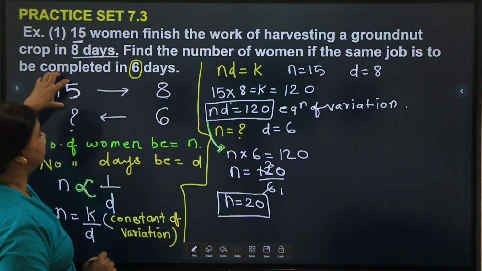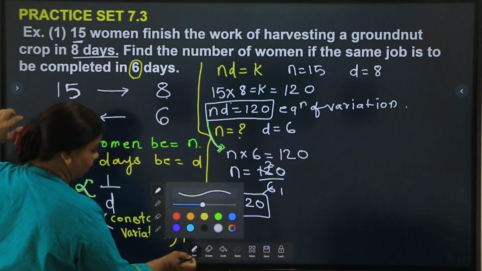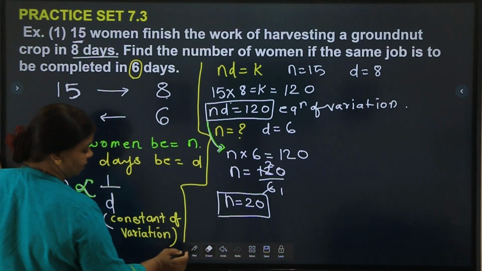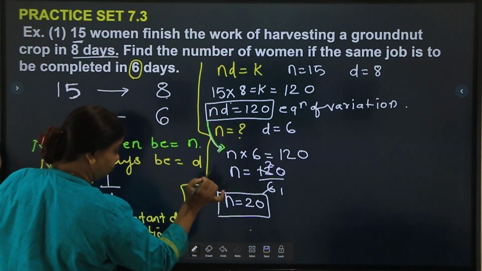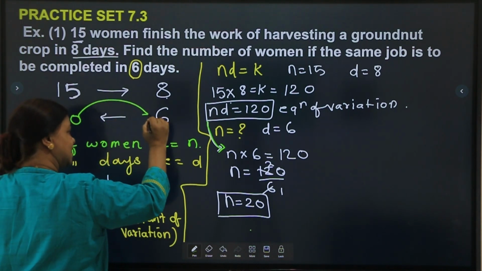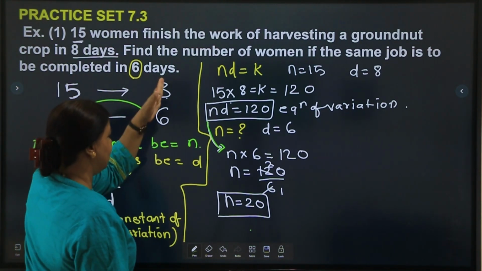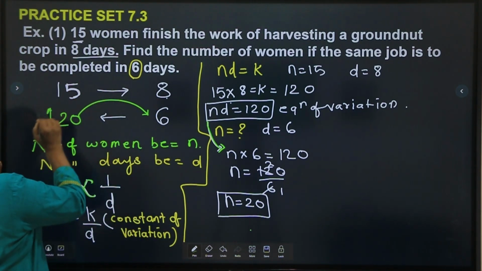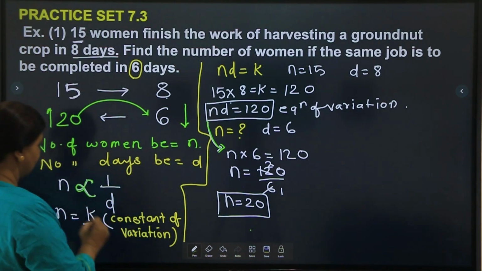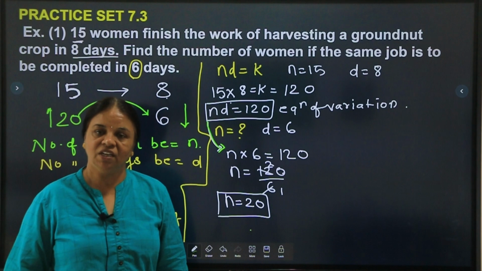So if 15 women are working, they will finish the job in 8 days. If 20 women are employed, they will finish the work in 6 days. See, the number of women has increased and the number of days has decreased. If the number of women is increasing, the number of days is decreasing. So therefore we used inverse variation here. Clear? So you can pause the video and solve the sum, children.